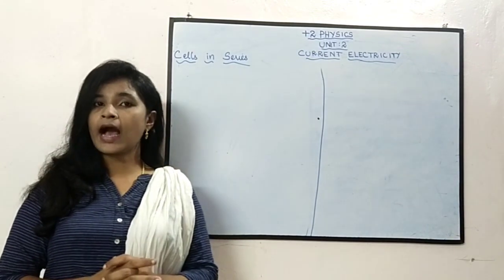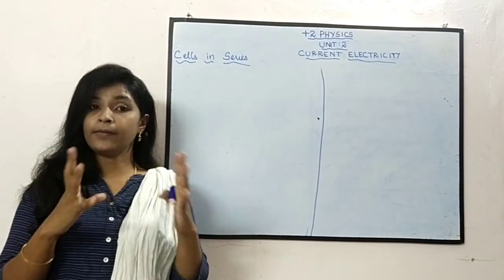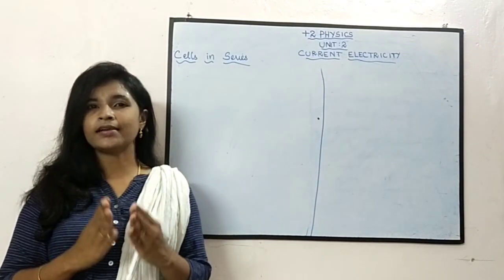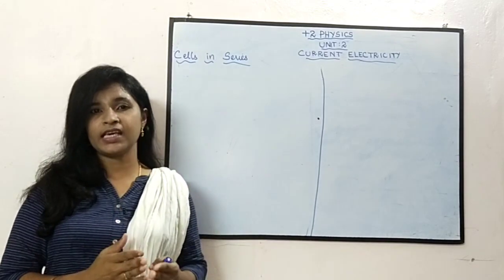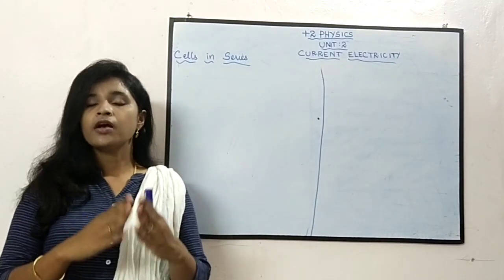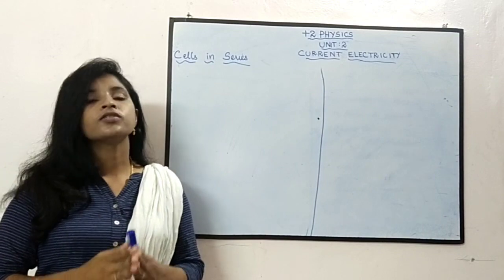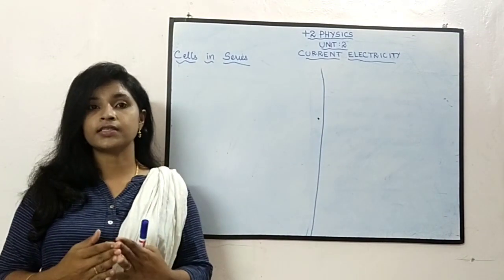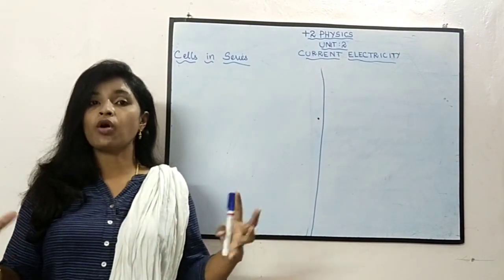So far we have discussed the EMF of a cell and the internal resistance of the cell. What is meant by EMF? What is meant by potential difference? So many things we have discussed, right? So in this video, we are going to discuss the combination of the cells.